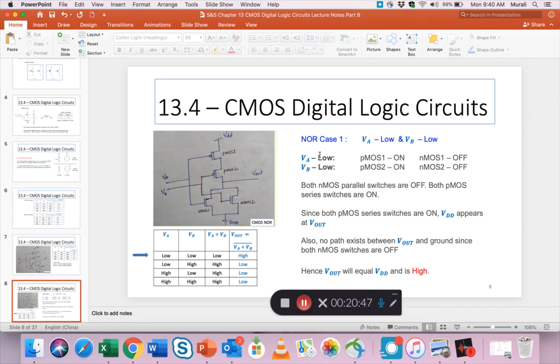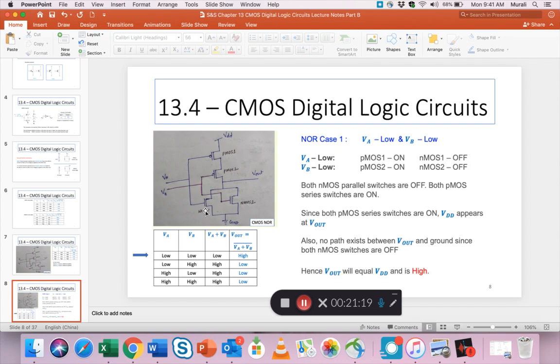Okay. All right. So NOR case 1, meaning the top one, VA is low, right? And VB is low. That means both of them are 0. So what happens when VA is low? When VA is low, and remember VA is connected to NMOS 1 and PMOS 1, right? So a low on the gate of the PMOS 1 turns it on. You know that, right, by now?